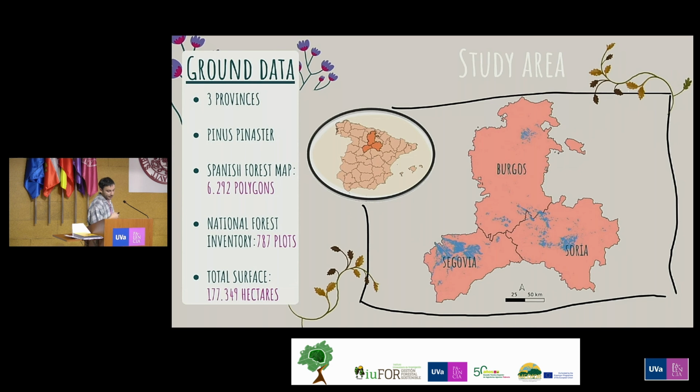So, the study area. We are working in the east of Castilla y León, in the provinces of Burgos, Soria, and Segovia, on Pinus pinaster. And we used the Spanish forest map to filter the NFI plots. Starting from more than 6,000 polygons, we got 787 plots of the NFI, the National Forest Inventory, and we have a total of more than 1,070,000 hectares of Pinus pinaster.